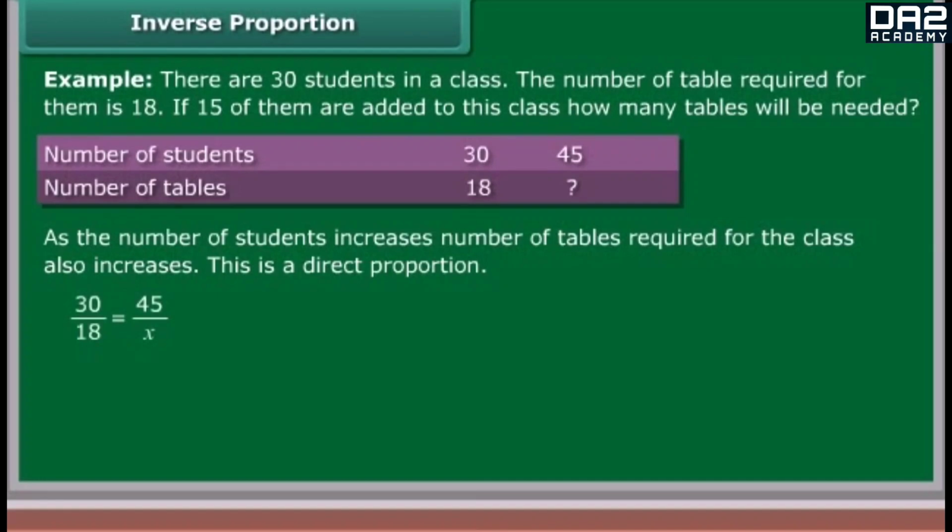30 upon 18 is equal to 45 upon x. x is equal to 45 into 18 upon 30, which is equal to 27. Number of tables required is equal to 27.